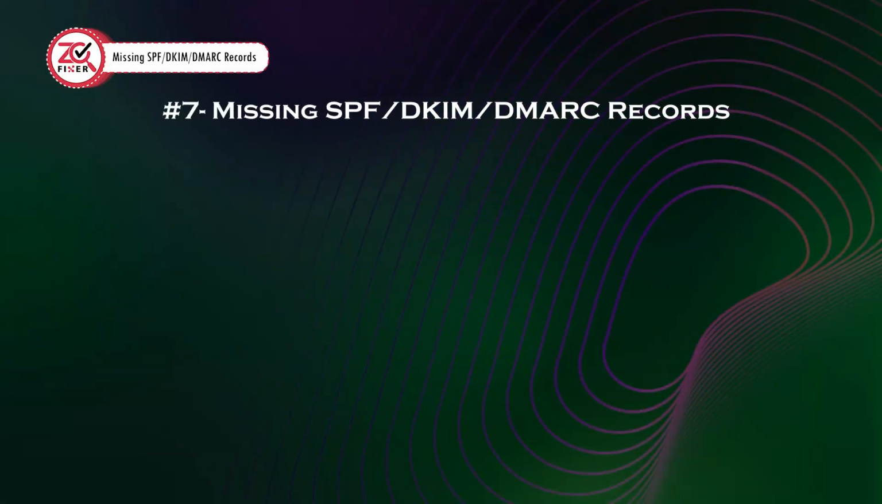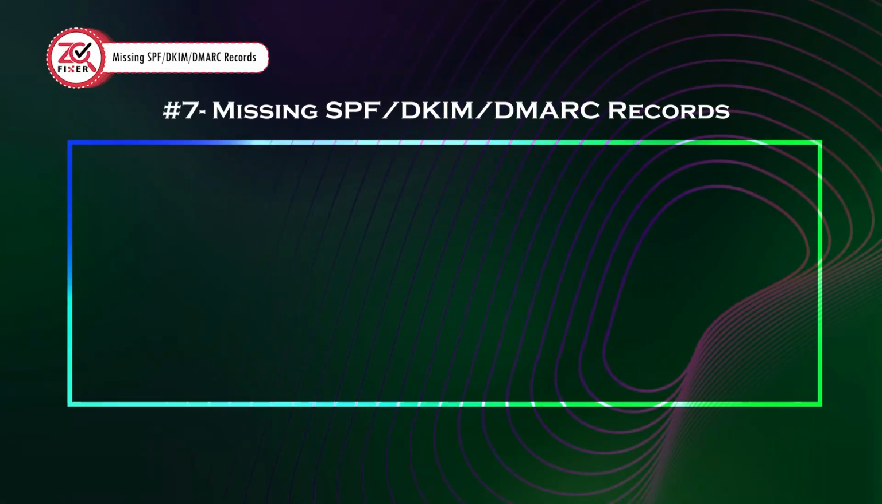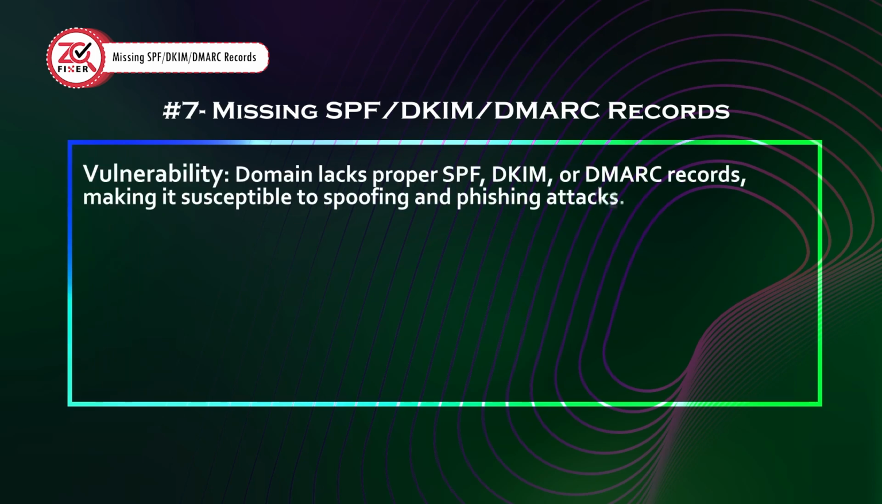Number 7, Missing SPF, DKIM, DMARC records. Vulnerability: domain lacks proper SPF, DKIM, or DMARC records, making it susceptible to spoofing and phishing attacks.